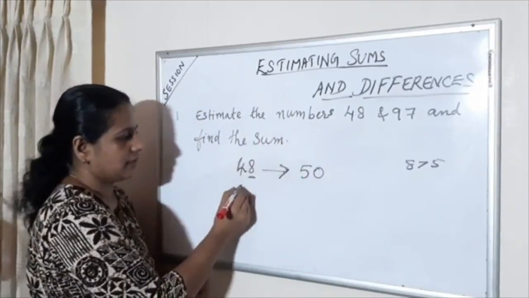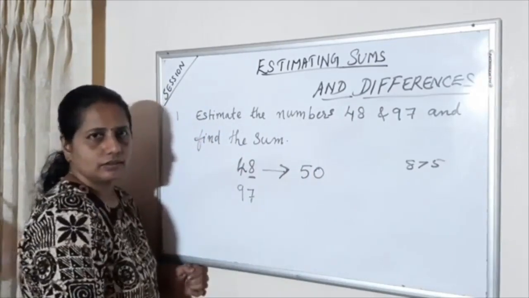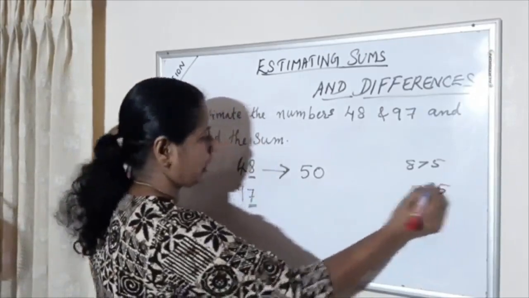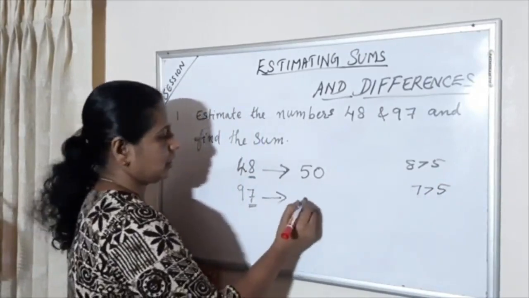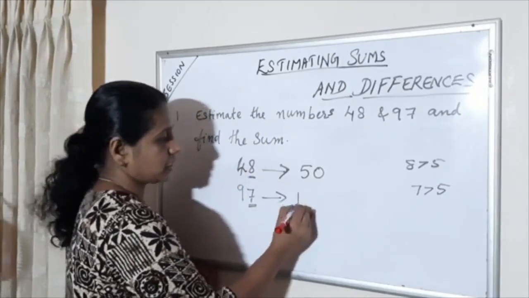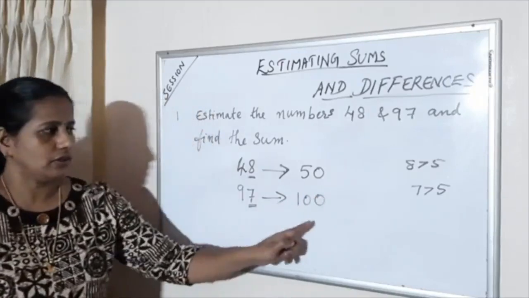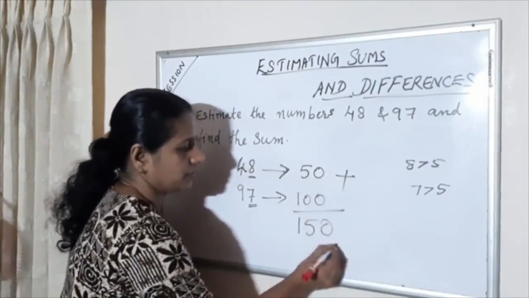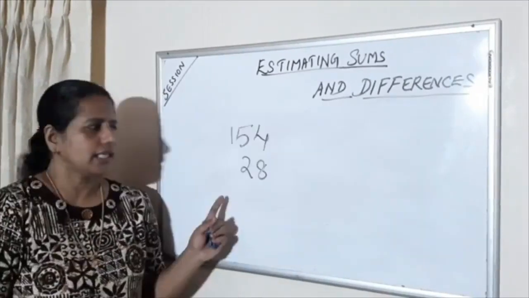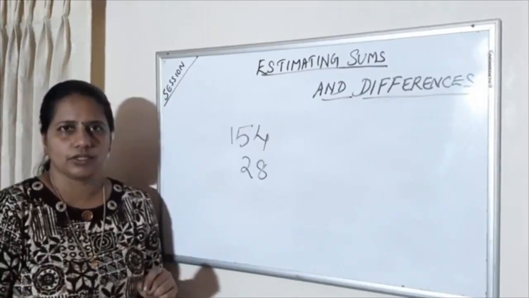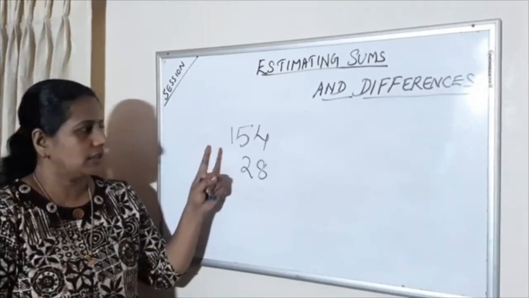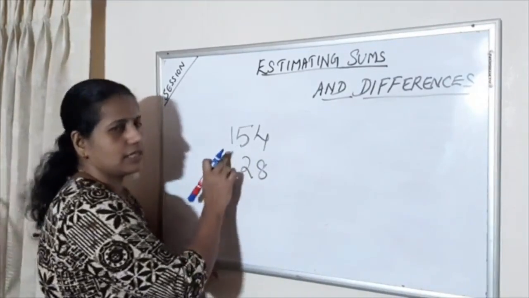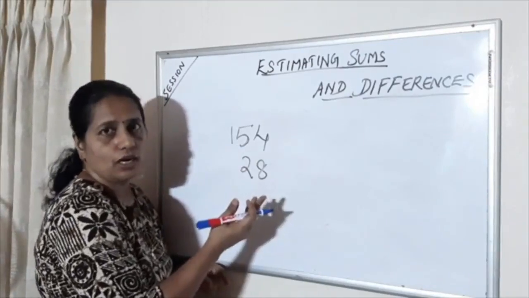Next one, 97. 97 means 7, take 7. 7 is also greater than 5. So estimated to the nearest multiple of 10 is 100. So the number is 100. Now add it. What is your answer? That is 150. Okay, take another example, 154 and 28. Here a 3-digit number and a 2-digit number. This one is 3 and this one is 2. So how can we round it?